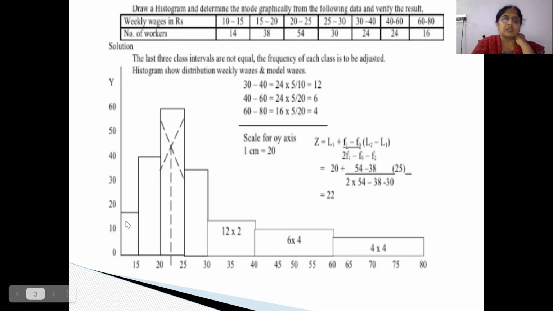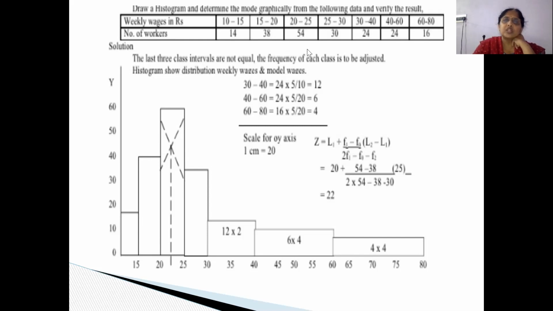So what is the length? Length is 14. Here the middle is 15. So this is 14, it should be at 14. Next, how much is this one? 38. 38 is almost at this point. Correct. Next, 54. 54 means this point is correct.